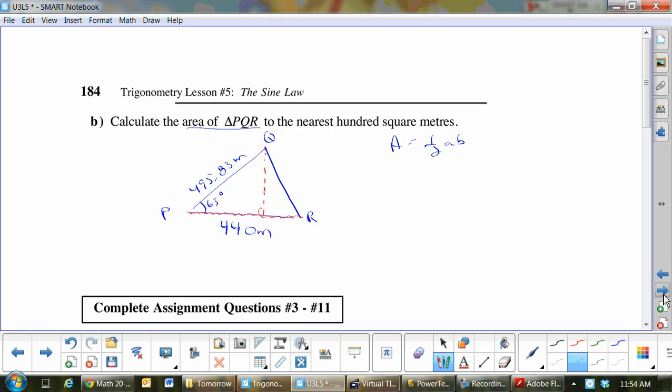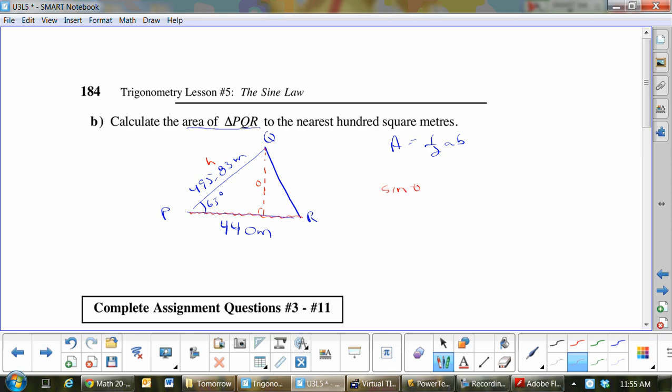But I don't know my altitude. I can find it using Pythagoras. No, I can't, because I don't know this. But do you see this triangle? You have an angle, you have a hypotenuse, and we're looking for the opposite. Since this is a right angle, this would be the hypotenuse. So this is a sine question.